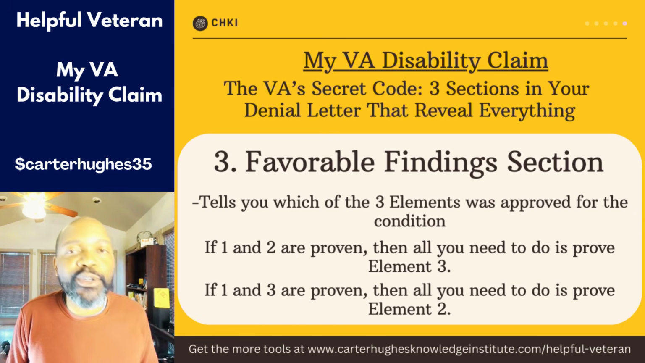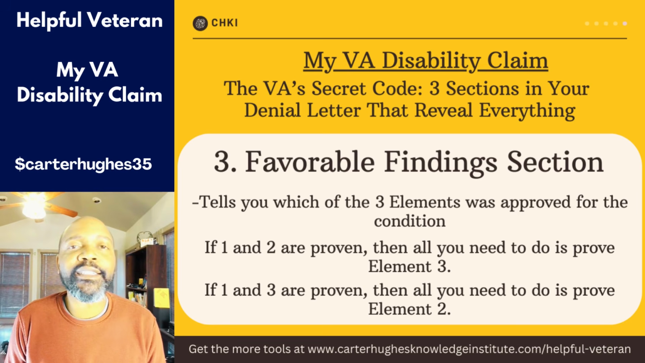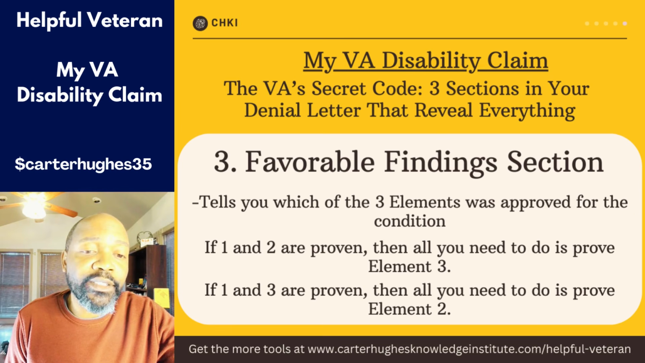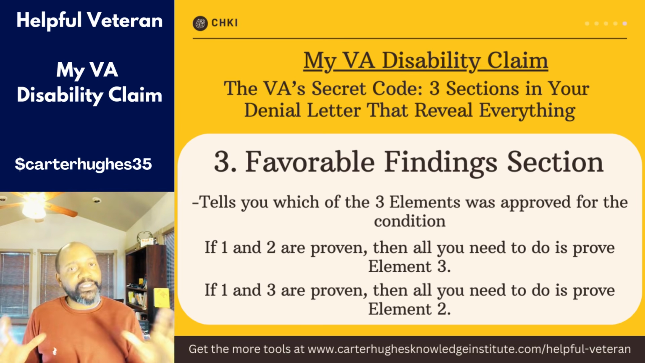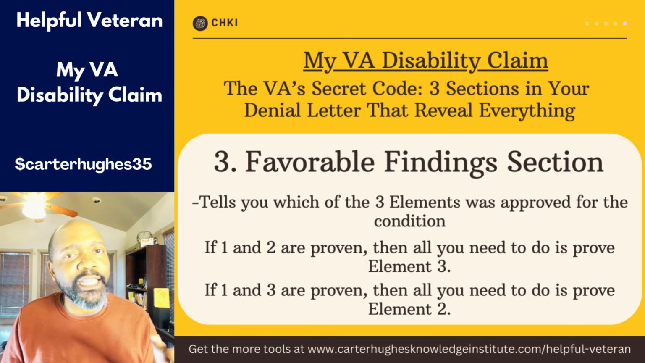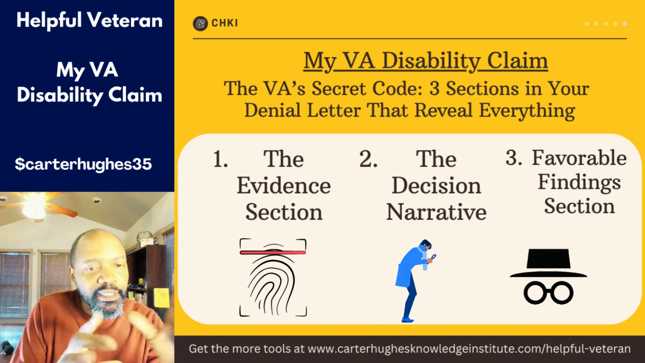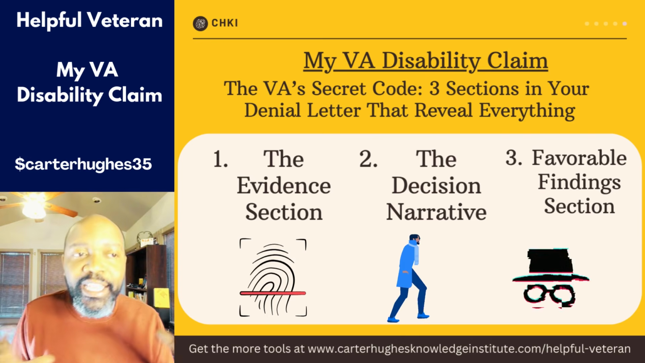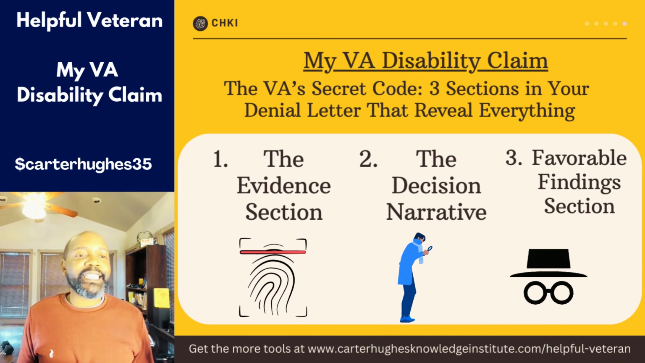Are they going to spell it out? Of course not. Makes it too easy. So they're going to make it confusing, yes. But once you have that understanding, now, when you look at your decision letter, you can look for those opportunities. In the evidence section, what do we got? Is there anything here? Anything missing? In the decision narrative, what do we got? What are they saying? No link, no nexus, no in-service event. What is the element? And then in those favorable findings, what elements did we prove? Where do we have power going into this decision letter? That's how it happens.